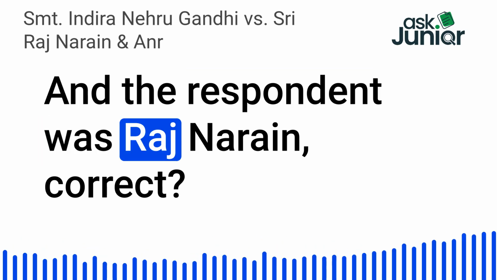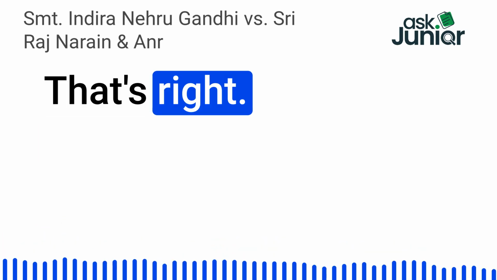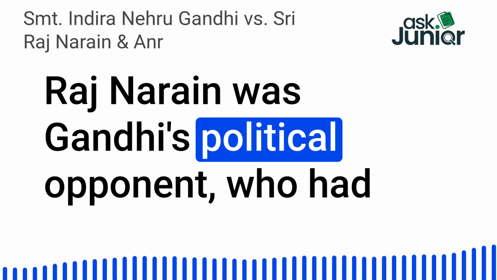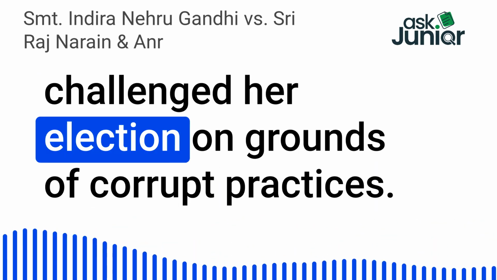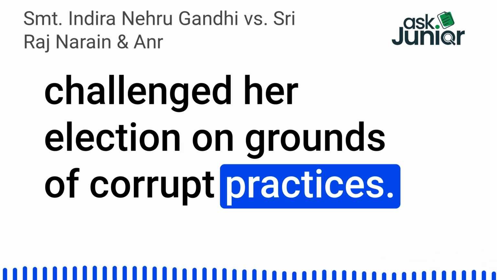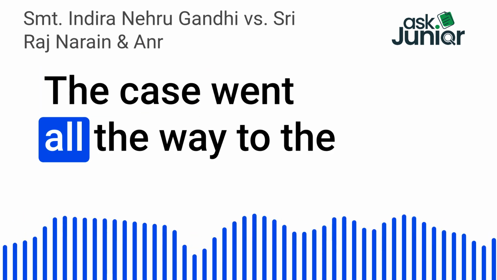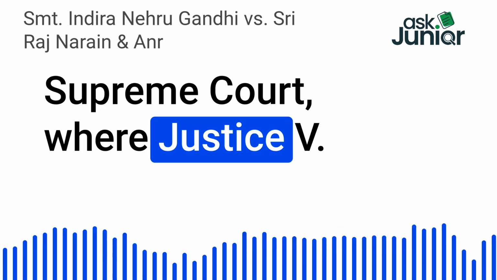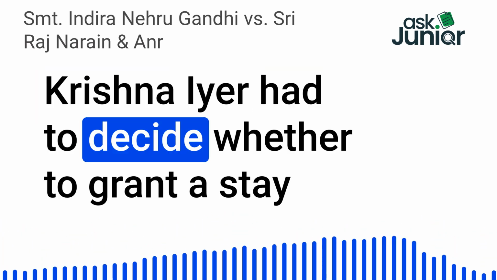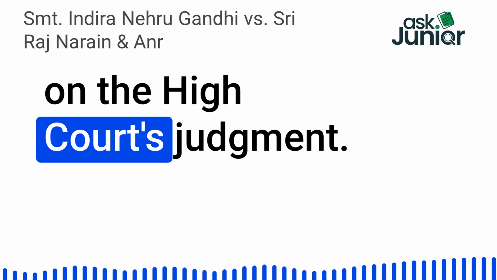And the respondent was Raj Narain, correct? That's right. Raj Narain was Gandhi's political opponent who had challenged her election on grounds of corrupt practices. The case went all the way to the Supreme Court, where Justice V.R. Krishna Iyer had to decide whether to grant a stay on the High Court's judgment.